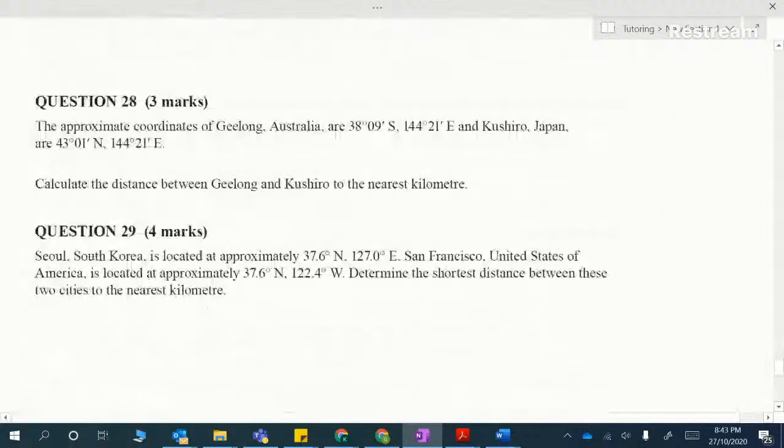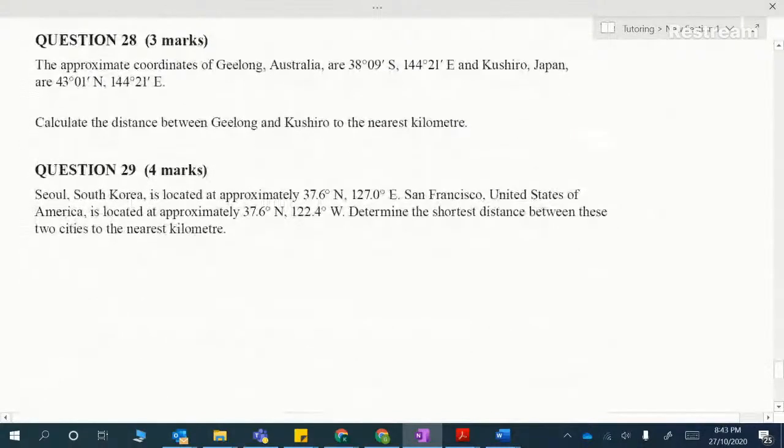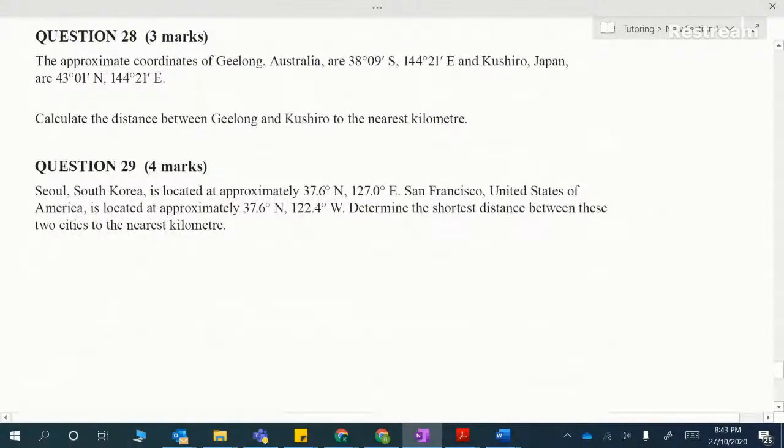Let's have a look at distances now. So I've got two questions there. And we're looking for, does latitude always go first? Yes, latitude always goes first. So the north or the south first, and then the east or the west. Absolutely.